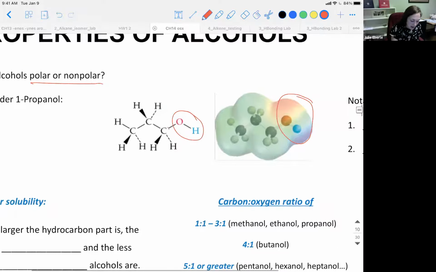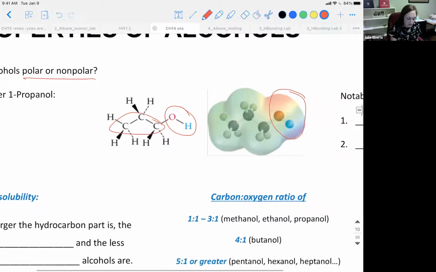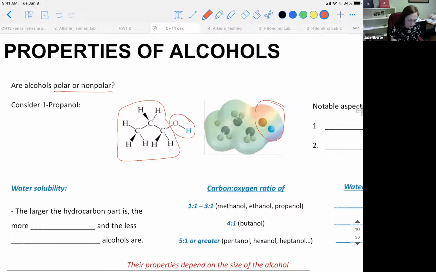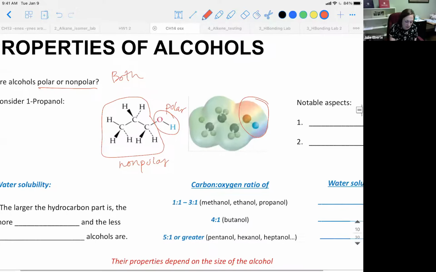But then you've got this hydrocarbon portion right here. I guess I should circle all of it. All of this is a hydrocarbon portion. And this part is nonpolar. This part is polar. If it's electronegative, usually polar. All right, so they're both. They have parts and portions that are each polar and nonpolar. This is 1 propanol.